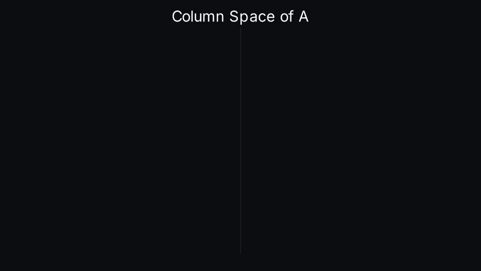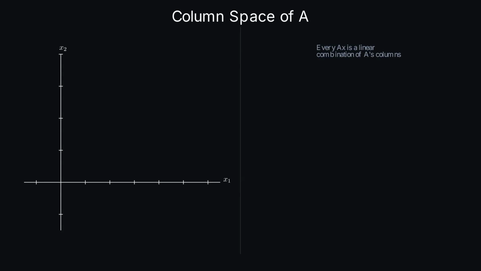So both methods give 12, 7. The column method earns its preference by telling you more than just an answer. It tells you what kind of answer is possible. Every product A times X for any vector X is a linear combination of A's columns. Let's see this in action. If X equals 1, 0, we get just the first column, 2, 1. If X equals 0, 1, we get just the second column, 5, 3.